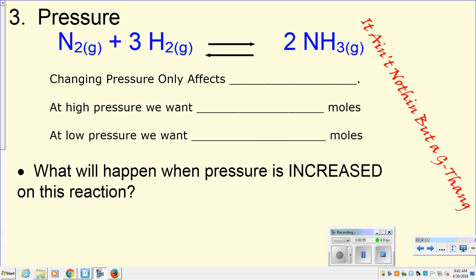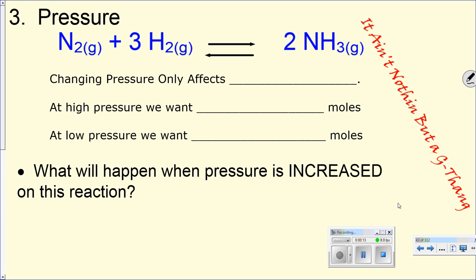Le Chatelier's Principle Part 2 is going to feature changes in pressure and volume and how they affect a system at equilibrium. What is important to keep in mind about pressure and volume changes is they only affect gases. I like to say nothing but a G thing or a gas thing. A little throwback to some early rap I hope some of you guys know about. So when we talk about changing pressure, it only affects gases. Okay, and I'll show you how you figure this out.